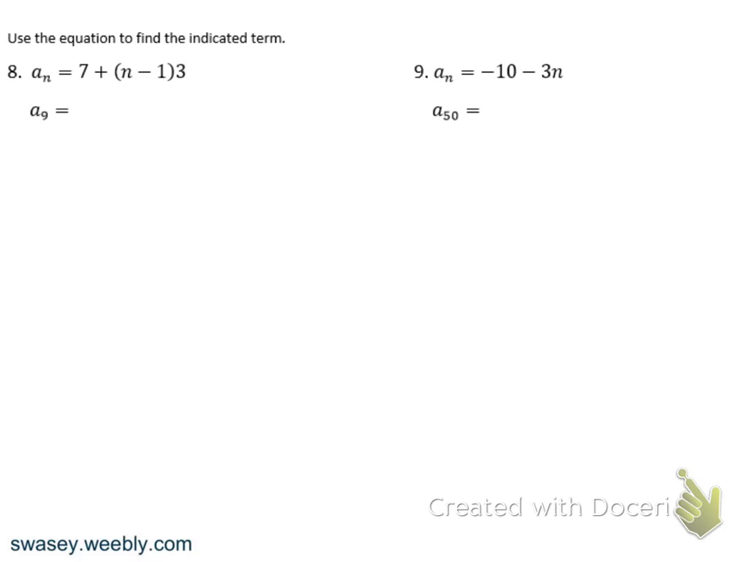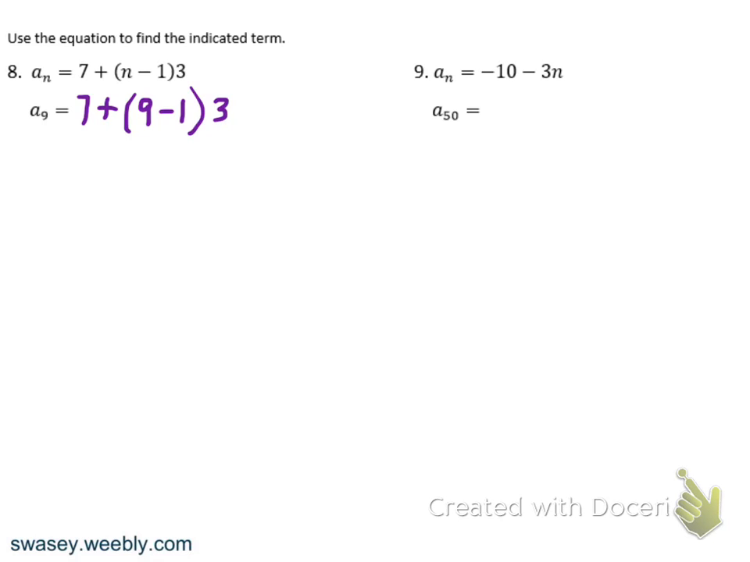Here we already have our equation for the sequence. We're trying to find the indicated term. So we want to find the ninth term here. What that means is everywhere we see an n, we're going to replace that with 9. So we have 7 plus (9 minus 1) times 3.